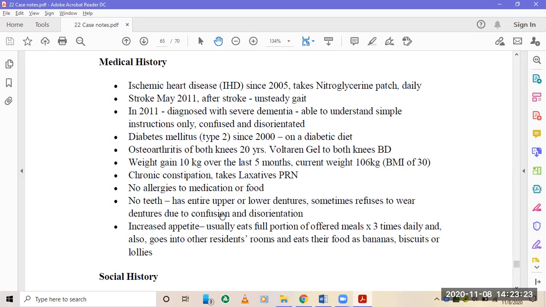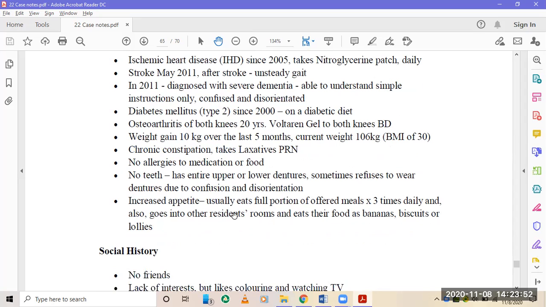Sometimes refuses to wear dentures due to confusion and disorientation. This is exactly one more reason why we have to include the earlier point, which is that she forgets, she understands only simple instructions only, so that is the reason why this part has to be included. Increased appetite, this part also needs to be included to highlight her appetite, and this also can be connected to the weight gain over the last 5 months.